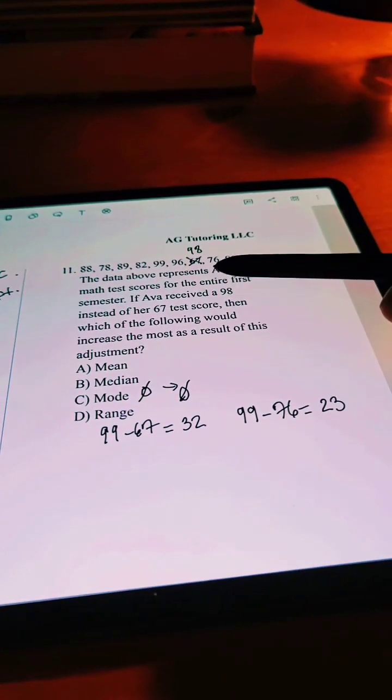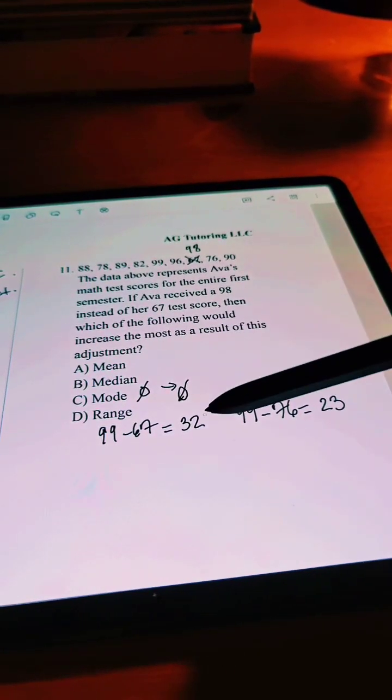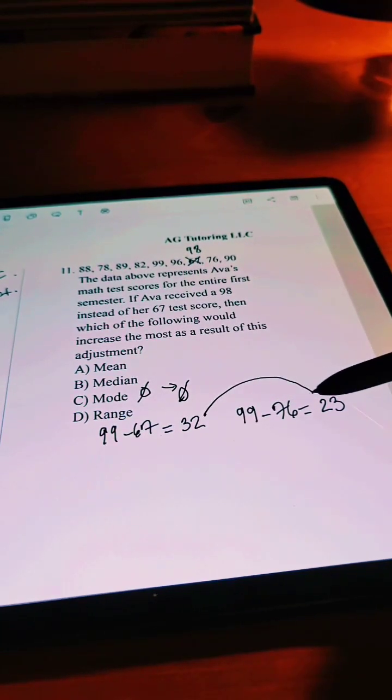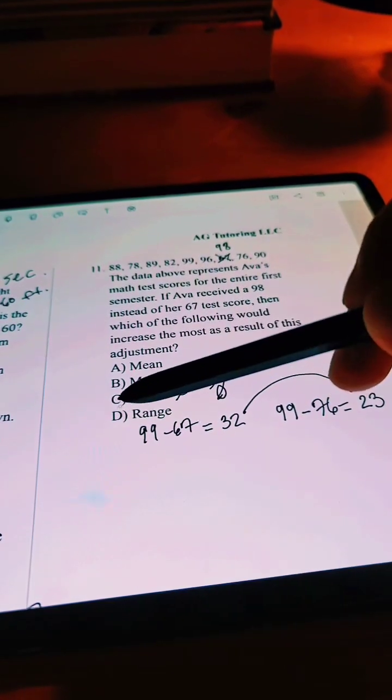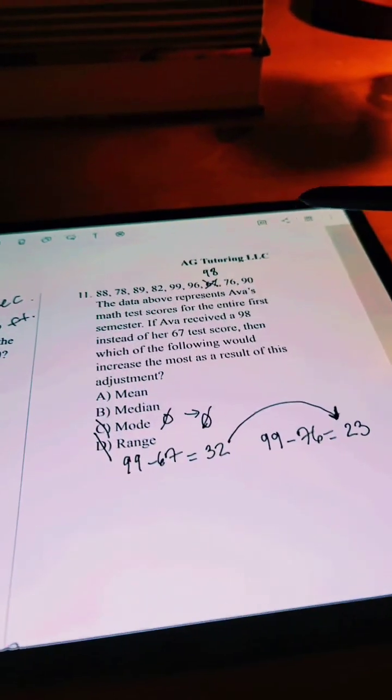So remember, it's asking which of these would increase the most. We originally had 32 as our range, and then it went down. So it's definitely not increasing. So it can't be mode, and it can't be range.